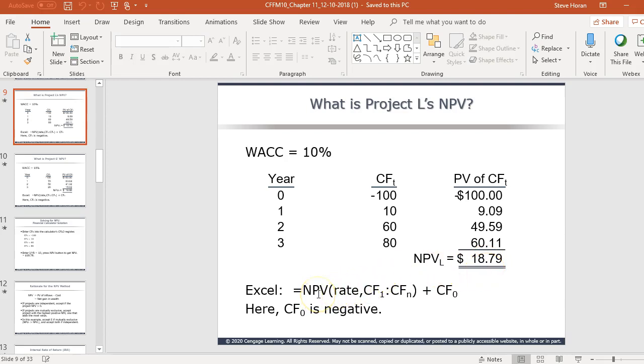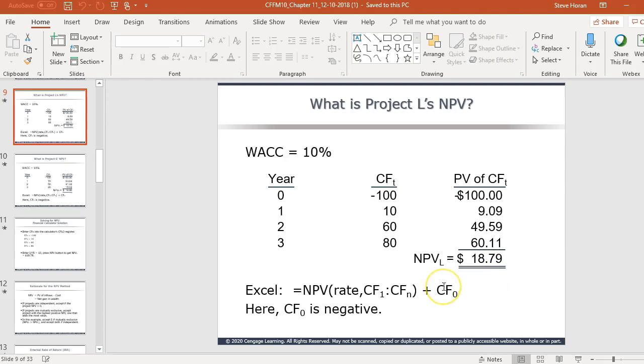In Excel, the formula is NPV, the rate, 10%, and all the cash flows. Then we add back the one cash flow we don't discount, CF0. Okay. So the goal is that this is positive. If this number is greater than 0, I'm a happy camper. That's what I'm looking for. Okay, so it's 18.79. That's good. I want that kind of a number.